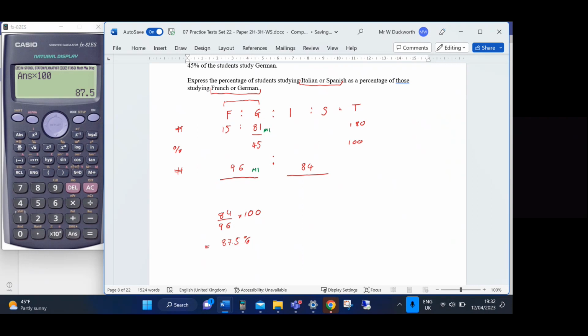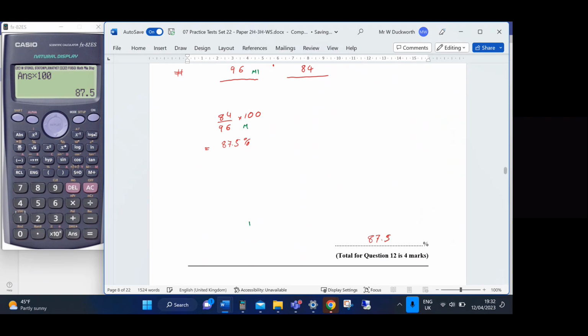And then M1 for complete method to find the fraction or decimal or percentage of Italian speaking to French speaking. So that's my M1 there. And then my A1 for 81 there. And then my A1 for 87.5.